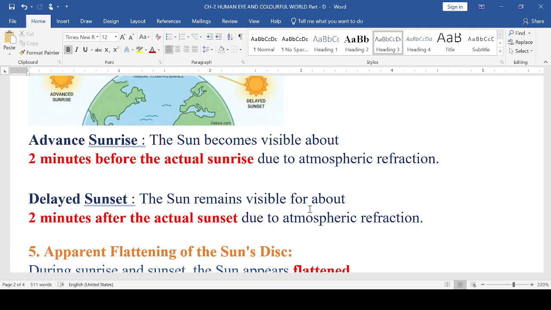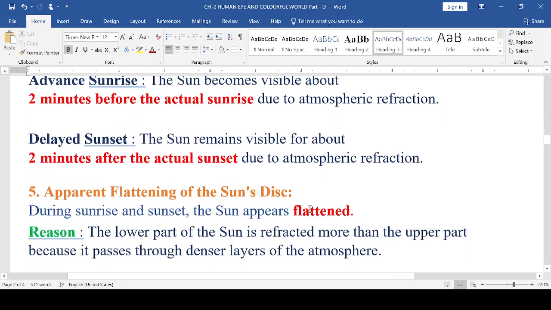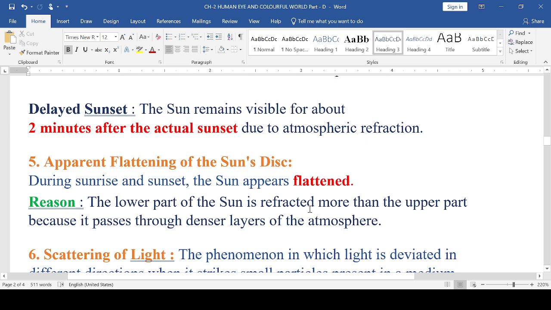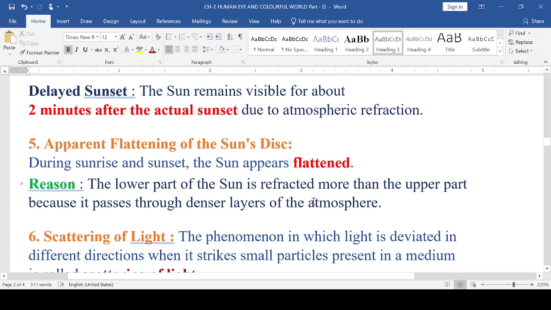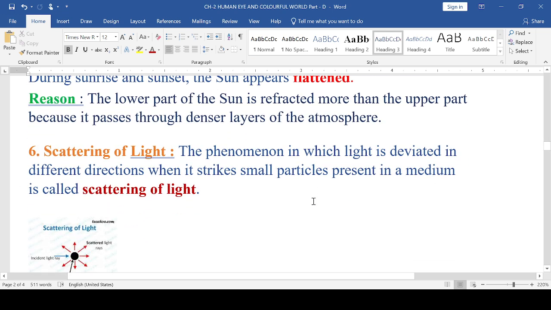What is the reason again? Atmospheric refraction. Apparent flattening of the sun's disk. During sunrise and sunset, the sun appears flattened. What is the reason? The lower part of the sun is refracted more than the upper part, because it passes through the denser layers of the atmosphere.